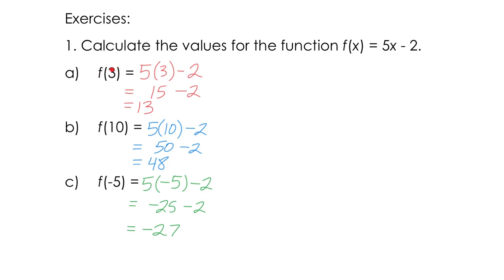F of 3, we replace x with 3, so it's 5 times 3 minus 2. 5 times 3 is 15, minus 2 is 13. Every time we replace x with whatever the input value is, and we do the calculation. If you have questions about this, please reach out before you move on.